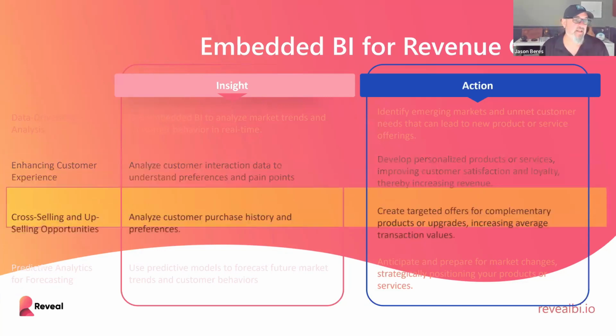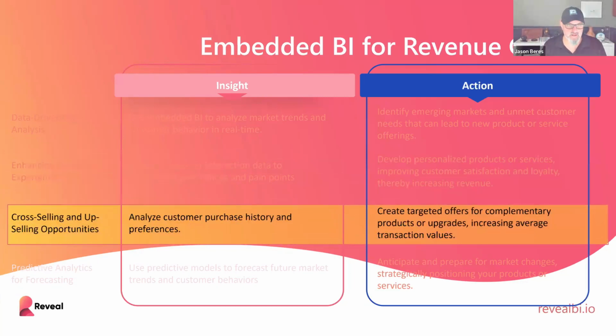Then, of course, cross-selling and upselling opportunities. We can look at a customer, understand their purchase history and preferences, and then we can create those targeted offers. You might say, well, wait a minute, we have Salesforce. We're doing the same thing. Yeah, if all of your data is in Salesforce, great. Most companies, all their data isn't in Salesforce. So how do I get data from Salesforce, complement it with all the other systems of record that we have, and then analyze what's going on with customers and drive cross-selling, upselling, etc.?